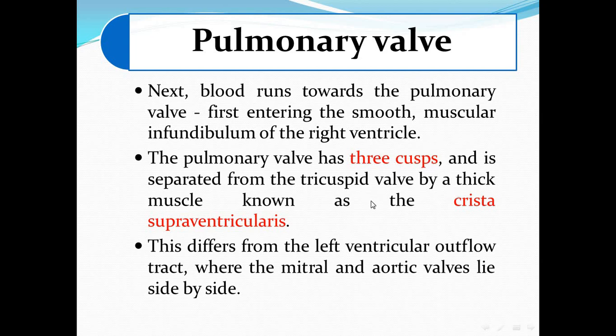Another point is that the pulmonary valve is separated from the tricuspid valve by a thick muscle known as the crista supraventricularis. This is different from the left-sided heart, in which the mitral valve and aortic valve lie side by side. There is no such structure separating the two valves.